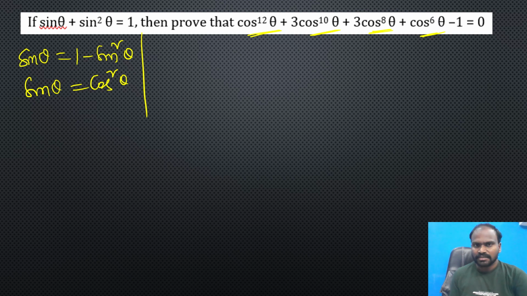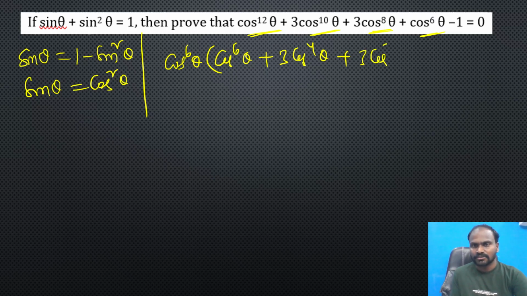That means, it's not exactly looking like a plus b whole cube, but by taking cos power 6 theta common, as that is the least term there, we'll get cos power 6 theta here and 3 cos power 4 theta, and this is 3 cos square theta plus 1 minus 1, that is equal to 0. That is actually what we have to prove. Okay, no need to write that then.